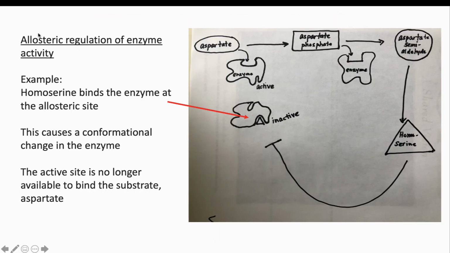So we're looking at allosteric regulation of enzyme activity. In our example, the product homoserine is going to bind to the first enzyme in this pathway at the allosteric site. Binding at this allosteric site causes a conformational change in shape, and when the enzyme undergoes this conformational change, the active site, right, which was the site here, is no longer available to bind the substrate aspartate, which makes it an inactive form. If there's no longer any homoserine available, we would reverse the conformational change and the enzyme would once again be active.